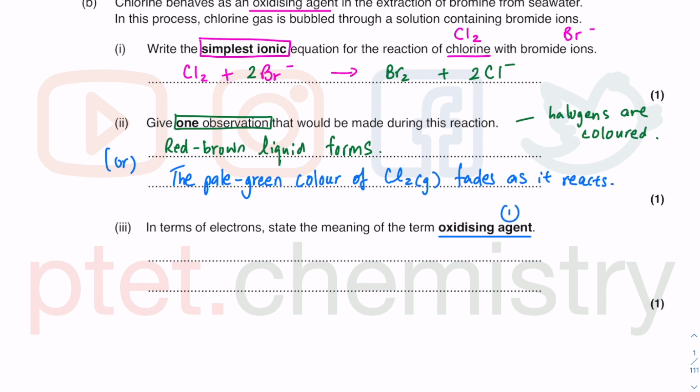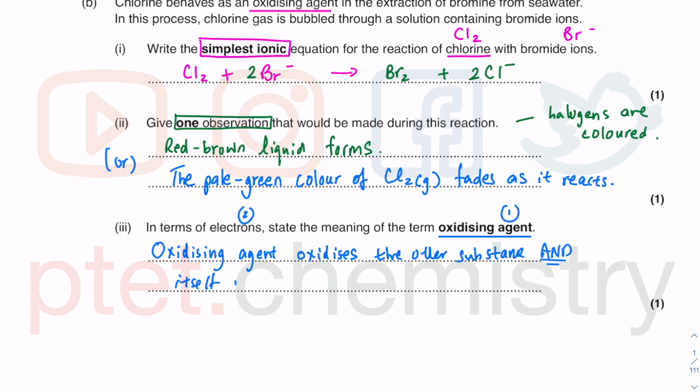I usually ask students to define oxidizing agent generally first. So an oxidizing agent oxidizes the other substance. So we write down what we normally write first: oxidizes the other substance. And what happened to itself? It must be getting reduced, and itself gets reduced.